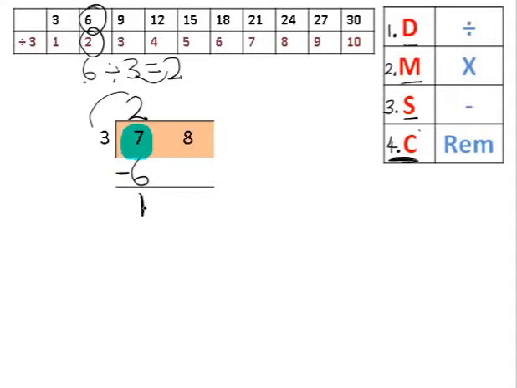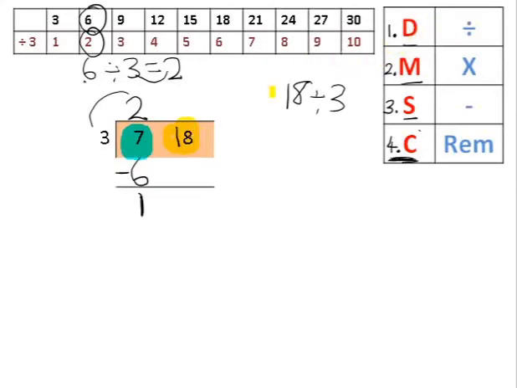We need to carry this remainder and place it next to the number that we are going to be dividing next, and that is 8. Now remember, if it's 8 divided by 3, and if I place a remainder next to it, the number 8 now becomes 18 divided by 3. Okay, so let's focus on 18, and we follow the steps with 18.